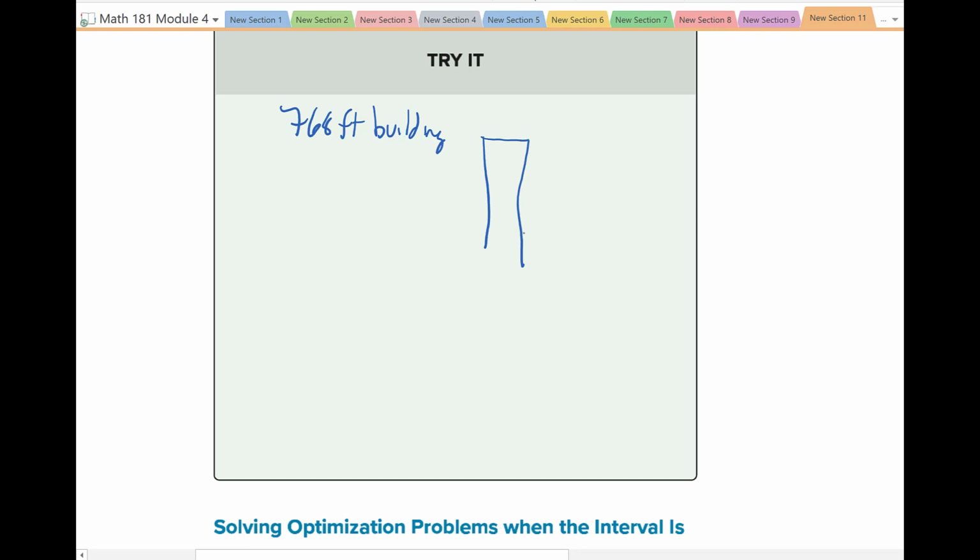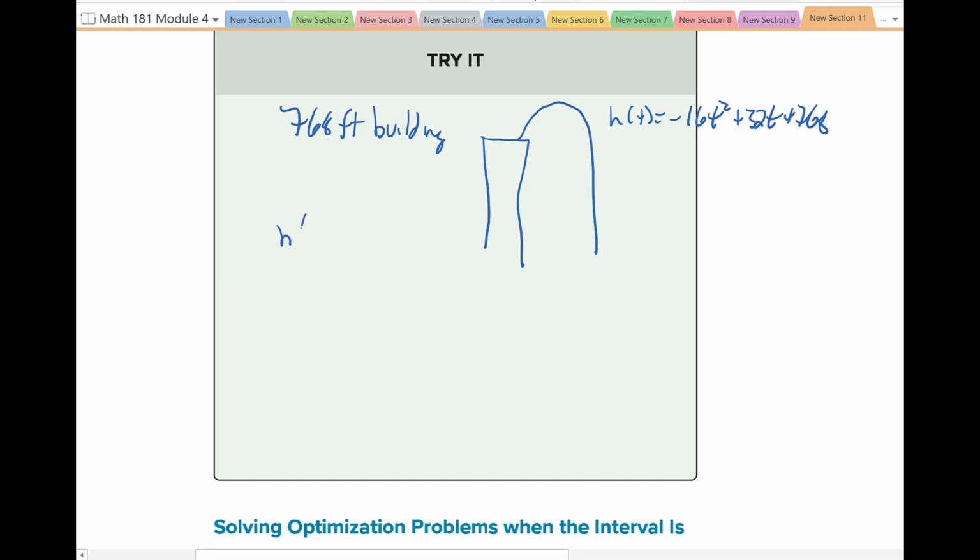And we launch a small object upward. The object's vertical position is given by h of t equals negative 16t squared plus 32t plus 768. What is the highest point it reaches?